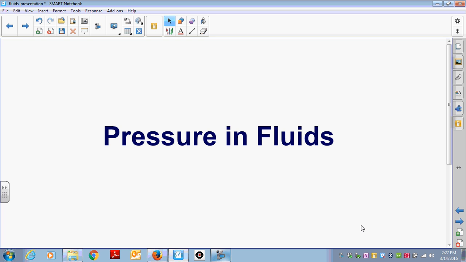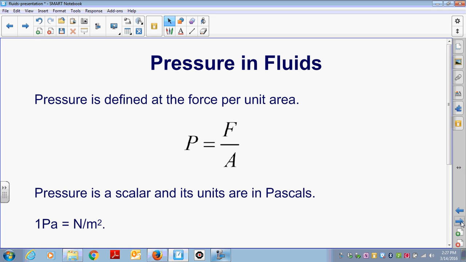In this video, we'll talk about pressure in fluids. Pressure is defined as the force per unit area. There's something I need to add to this, and that is that the force is perpendicular to the cross-sectional area. Okay? Pressure is treated as a scalar quantity even though it has a direction.